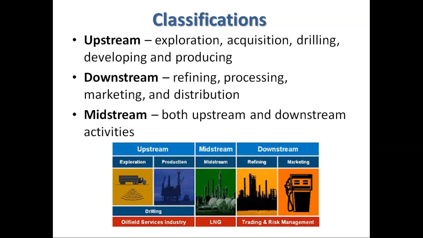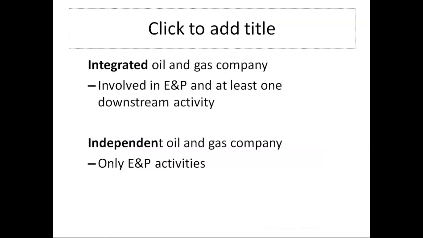There are different accounting treatments for the different areas of oil and gas operations. An oil and gas company can be either integrated or independent. If it's integrated, it's involved in exploration and production and at least one downstream activity. An independent oil and gas company is only involved in the exploration and production activities.